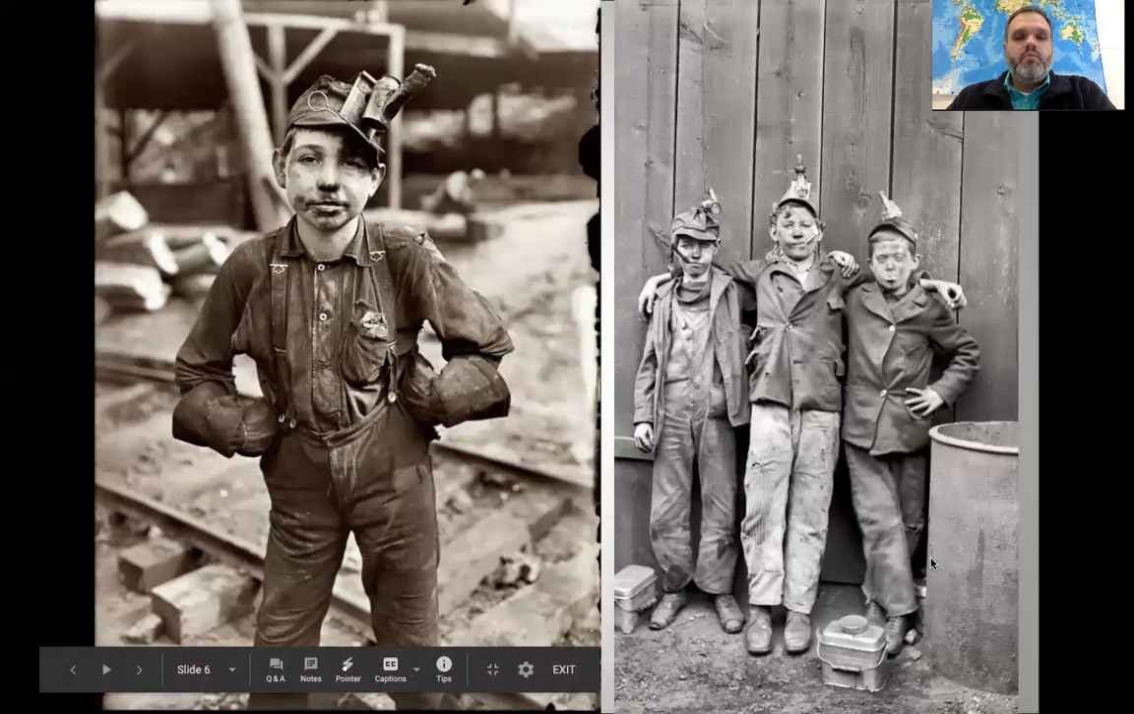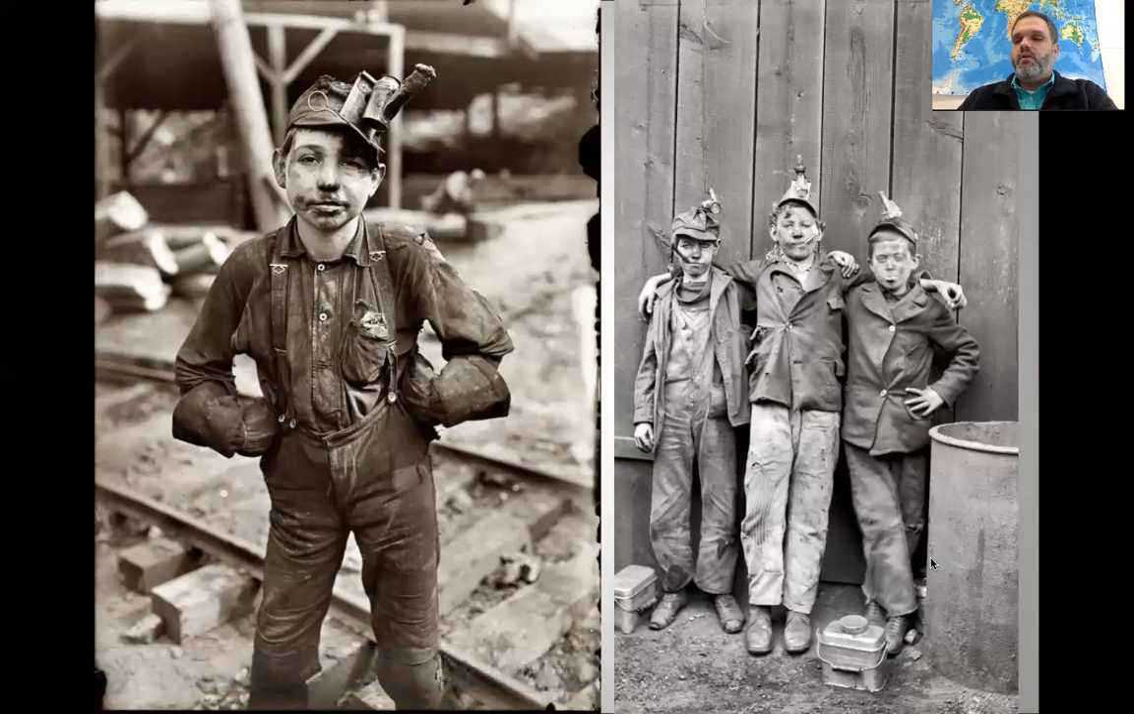Here are some more boys. These boys would have worked in a coal mine. They worked at the Turkey Knob Coal Mine in McDonald, West Virginia. This picture is from 1907. You can see their faces are black with soot, all that dust that comes from coal dust that comes from working in a coal mine.